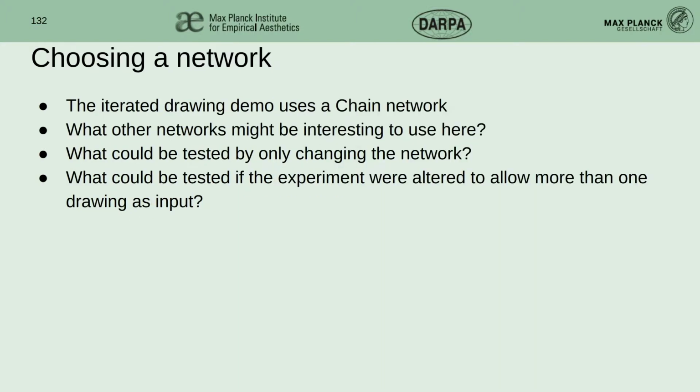Okay. The last thing here is about choosing a network. The iterated drawing demo uses a chain network, and so there are just a few discussion points, which include what other networks might be interesting to use in place of a chain network, what could possibly be tested by changing only the network, and what could be tested if the experiment were altered to allow more than one drawing as an input. The point here is to get you thinking about the network structures implied by the kinds of experiments that you have or might run, and what you might be able to do with the flexibility afforded by manipulating the network structure.